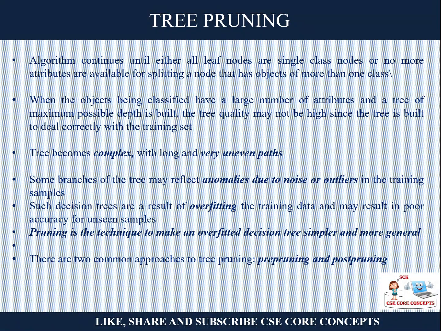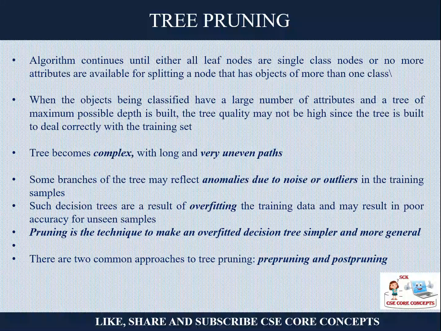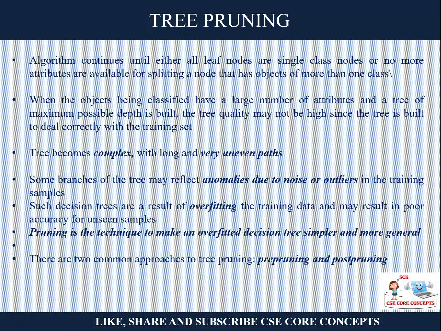So now how does the tree look? The tree looks like a huge tree which has the maximum number of splits possible, and it does very well on the training data set, but it may not do very well on the testing data set. Such trees become very complex, with very long and uneven paths. Why uneven? Maybe only the right side is splitting, and the left branch is not splitting at all. So the tree is very uneven. Now, some branches in the tree may reflect noise or outliers. For noisy branch leaves also you have created splits.